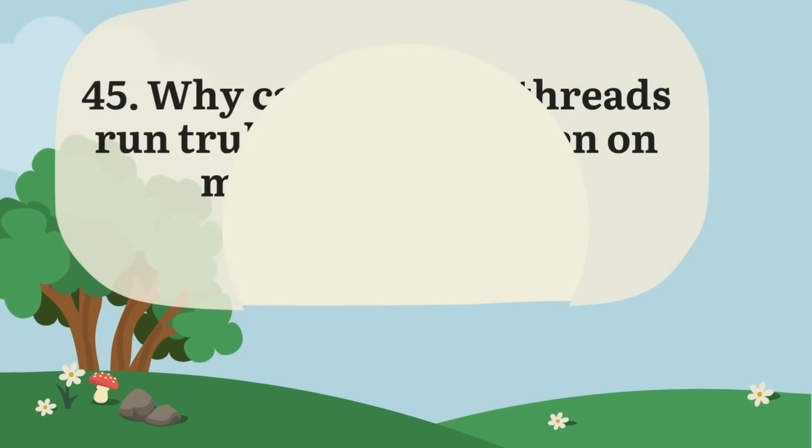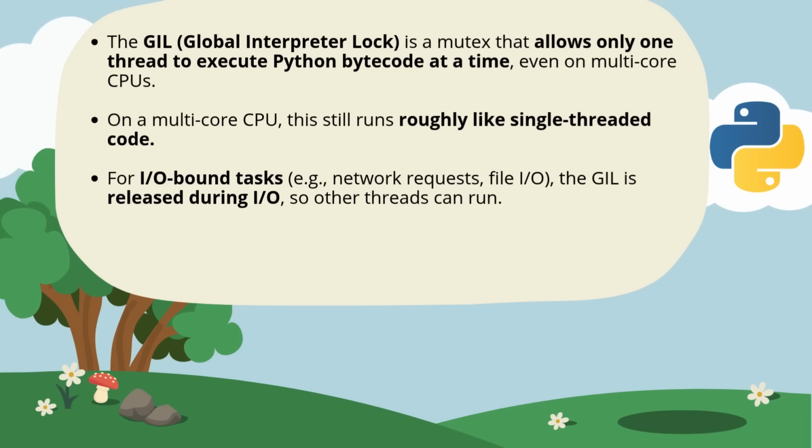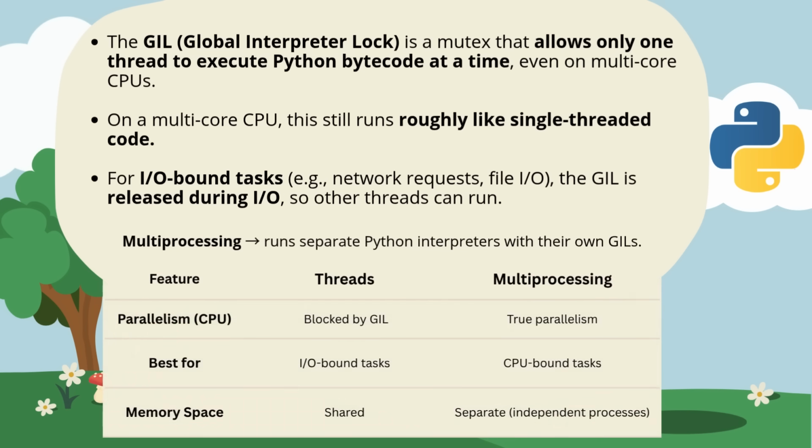Next question. Why can't Python threads run truly in parallel even on multi-core CPUs? The reason is the Global Interpreter Lock, or GIL, in CPython. It allows only one thread to execute Python bytecode at a time. Threads can overlap during I/O, but not during CPU-bound work, and multiprocessing bypasses this by using separate interpreters.